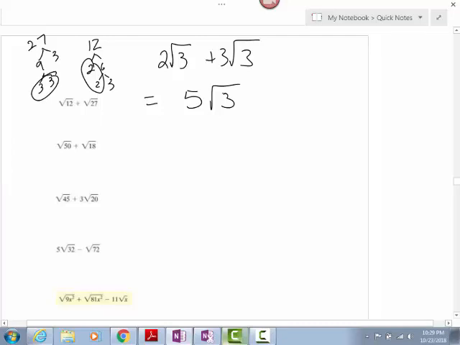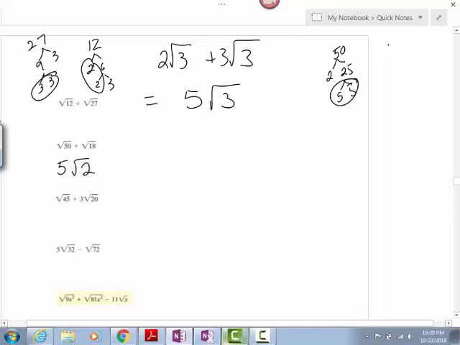Okay, let's do the same thing for the next one. So notice I have 50. So 50, I'm going to think of 50 as 2 times 25. 25 is 5 times 5. So the number that's going to come outside is a 5. The number that's going to stay inside is a 2.